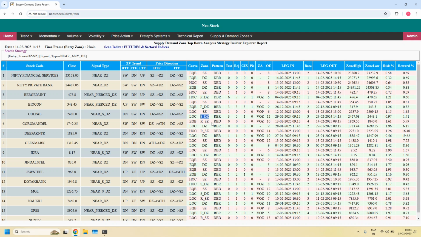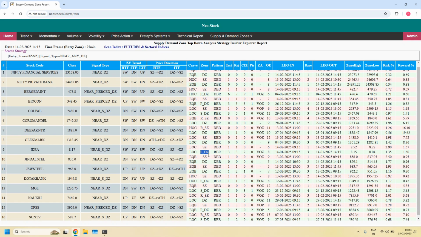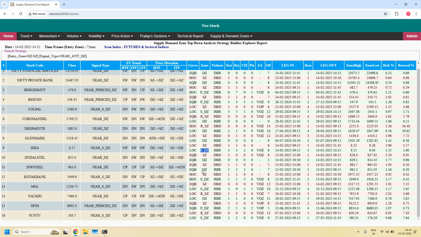Colpal is having a high liquidity zone. Idea is having a high liquidity zone. Kotak Bank is having a high liquidity zone. MGL is pierced, so it is not valid. And Sun TV is having a high liquidity zone. So total we identified 4 high liquidity 75 minutes demand zones from this list.